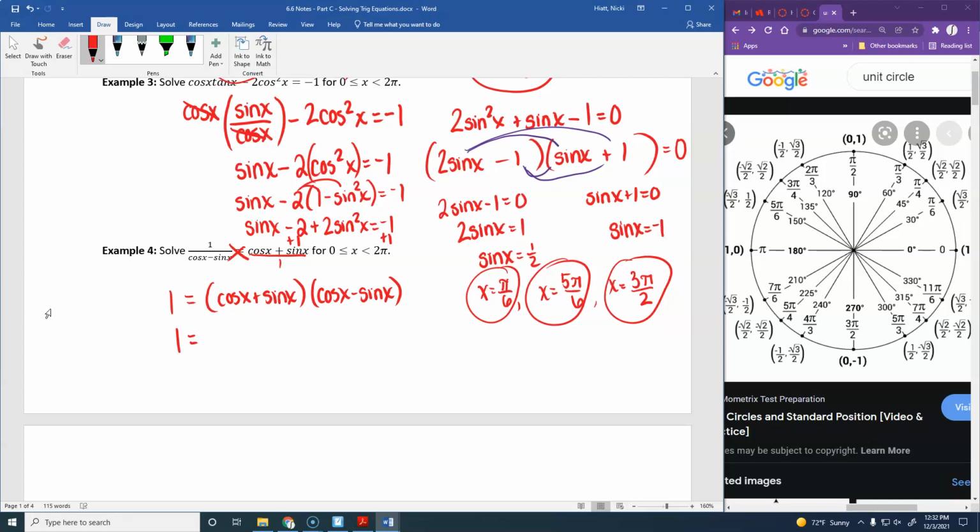And so this is a difference of squares. If you need to, you can distribute everything here. But those middle terms are going to cancel. You're going to get a positive sine x cosine x and a negative sine x cosine x. So I'm just going to get cosine squared x minus sine squared x.